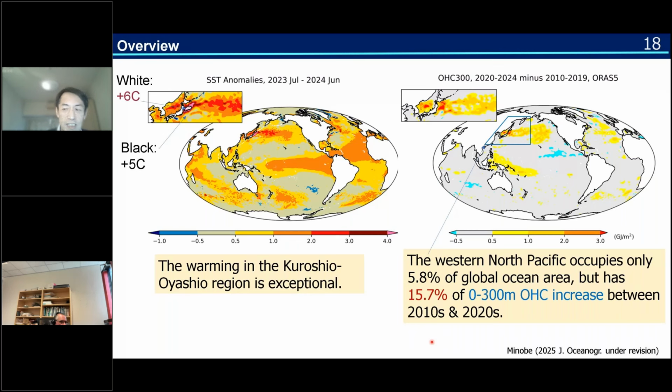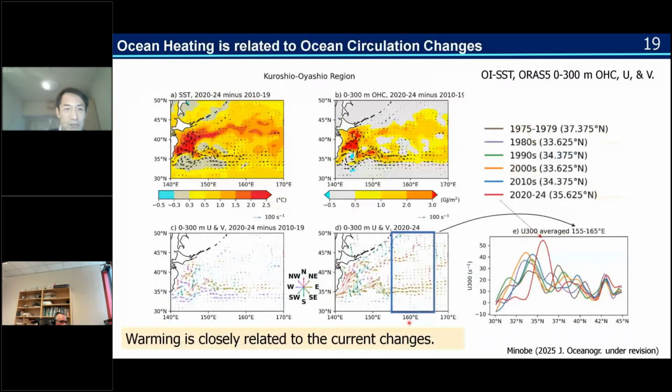Of course, this very strong warming is associated with the Kuroshio-Oyashio changes. So this is the SST difference, and this is the ocean heat content difference. The vectors indicate the 0 to 300 meter depth transport difference between the 2020s and 2010s. So this arrow is identical to the arrow in panel C. Panel D is the 2020s current, velocity conditions.